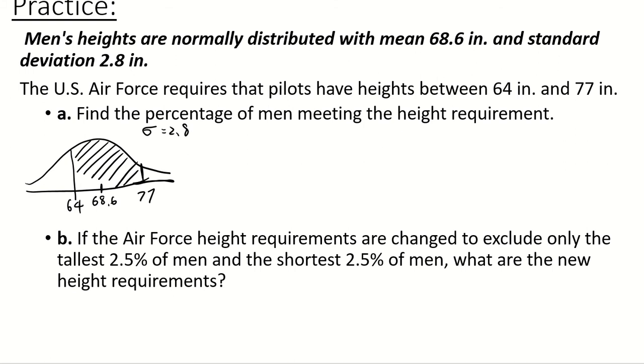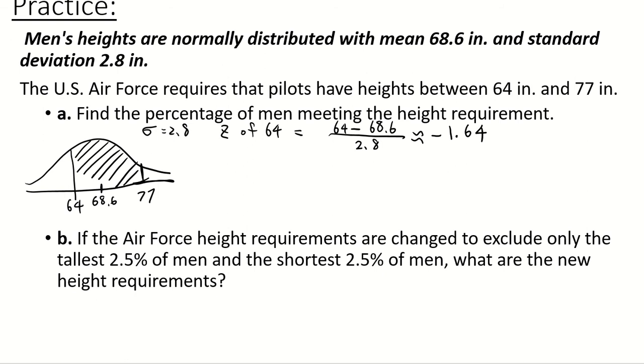If you want to do this problem by hand, you will have to find the z-score of 64 and 77. So first let's find the z-score of 64, which is 64 minus the mean 68.6 divided by the standard deviation 2.8. So you'll get the value of negative 1.64 after rounding to the nearest hundredth.